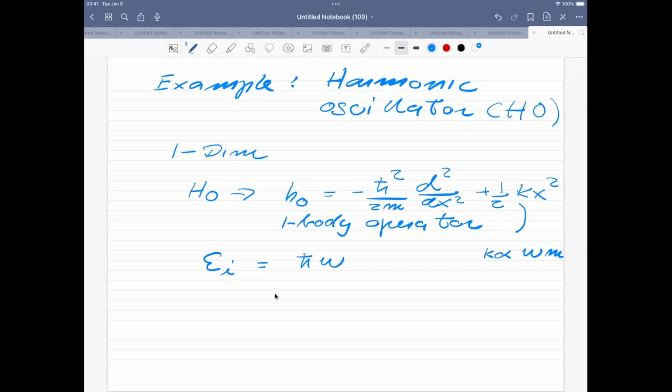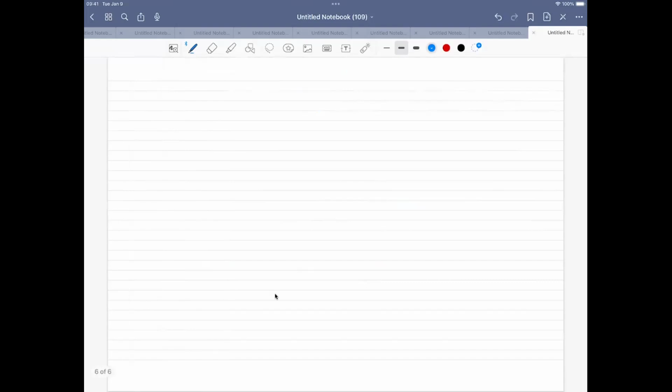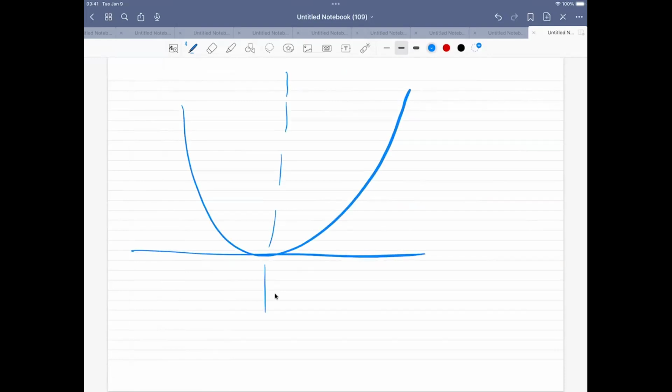So this epsilon h here is given by i plus 1/2, where i is a quantum number, times h bar omega. That's the energy of a harmonic oscillator. And the harmonic oscillator is a very special case in the sense that if you plot it, it looks something like that. So this is the potential, 0 here, 1/2 k times x squared as a function of x.